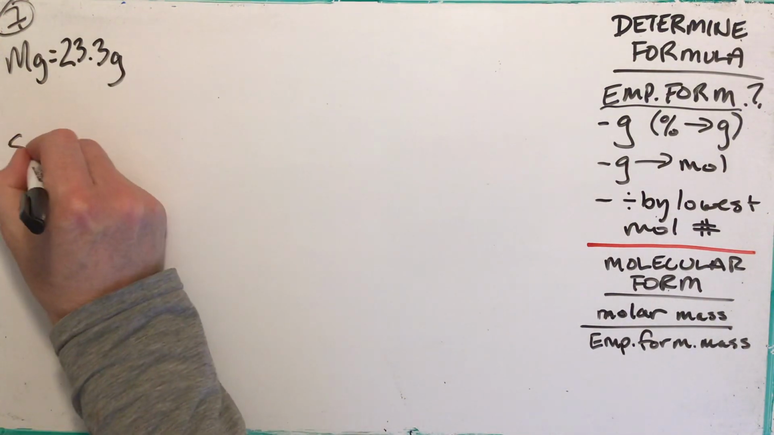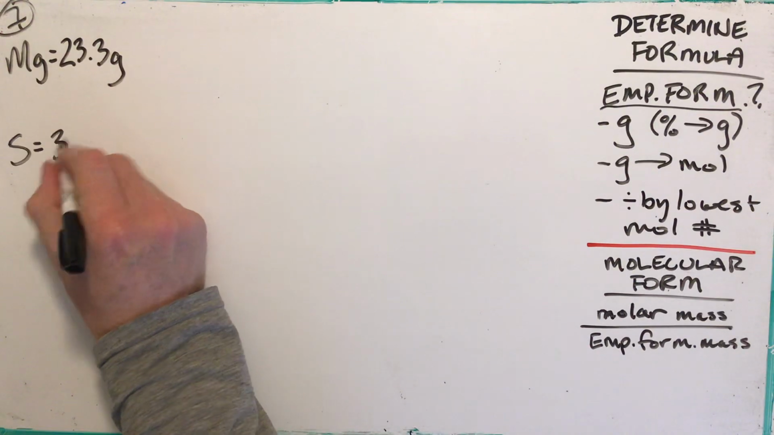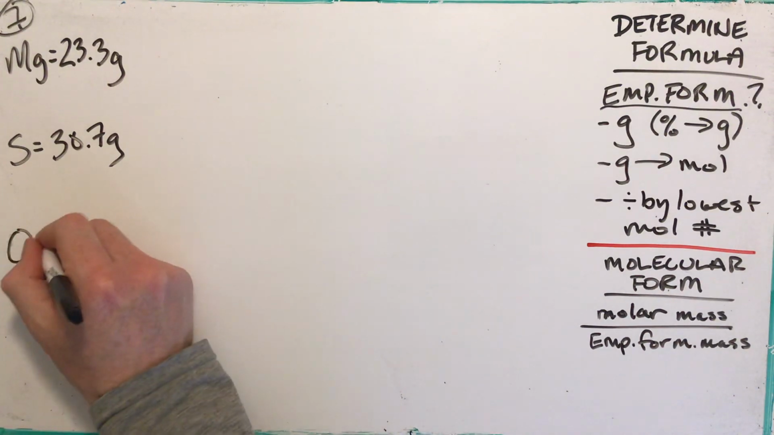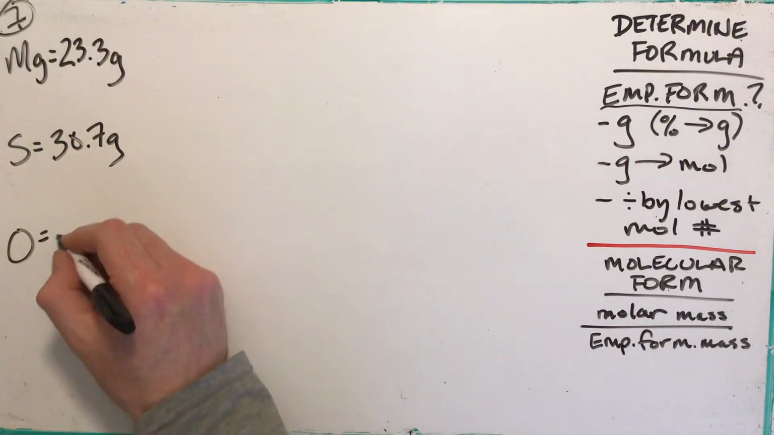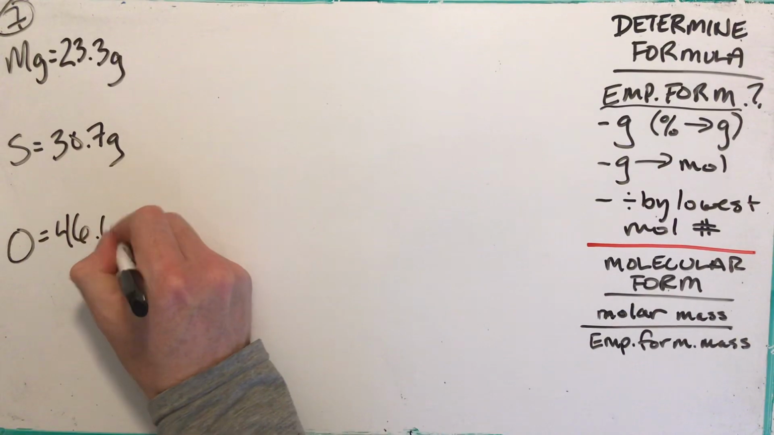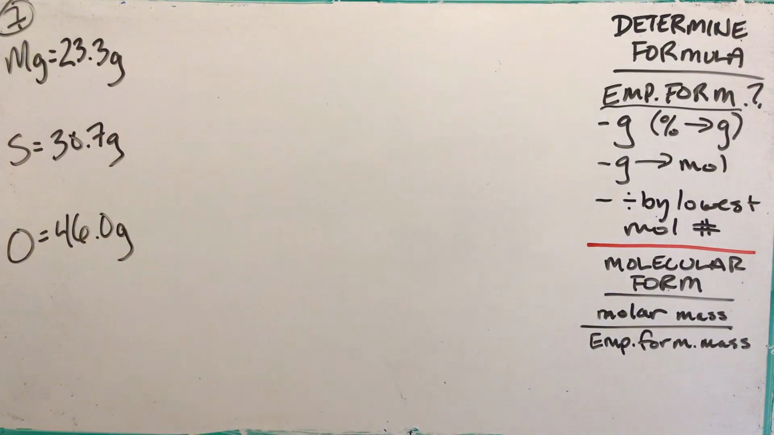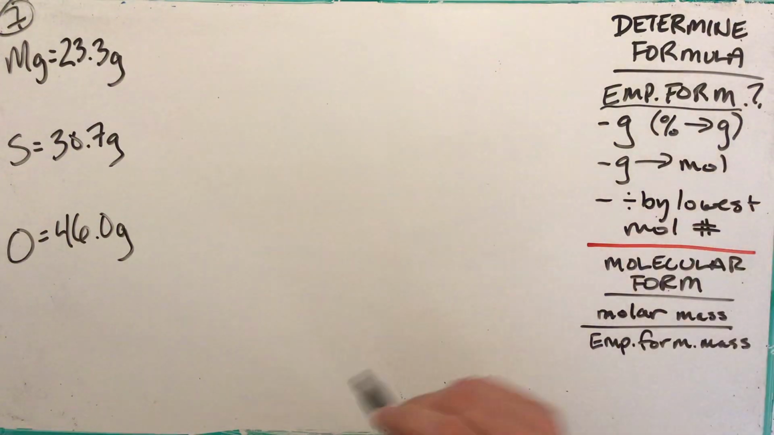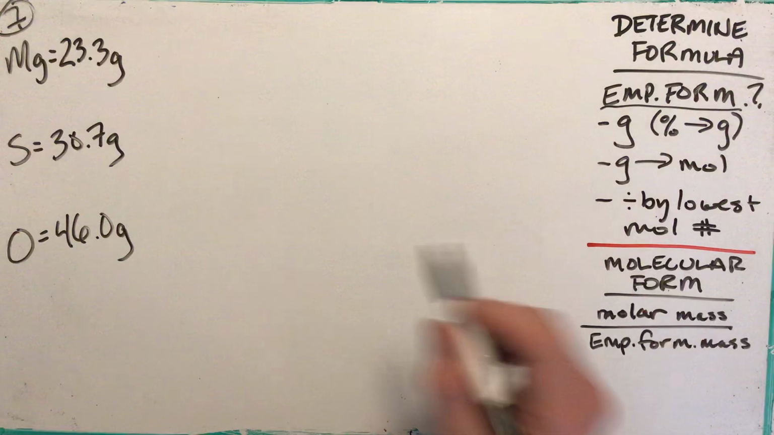We also had sulfur, which was 30.7%. We just changed that into grams. And oxygen, which equals 46.0 grams. All right, so we just took our percent composition numbers and turned them right into grams. Now we have to change the grams into moles.